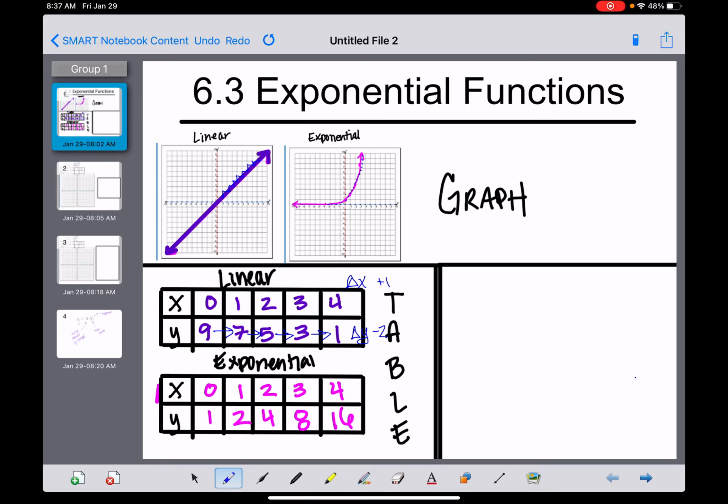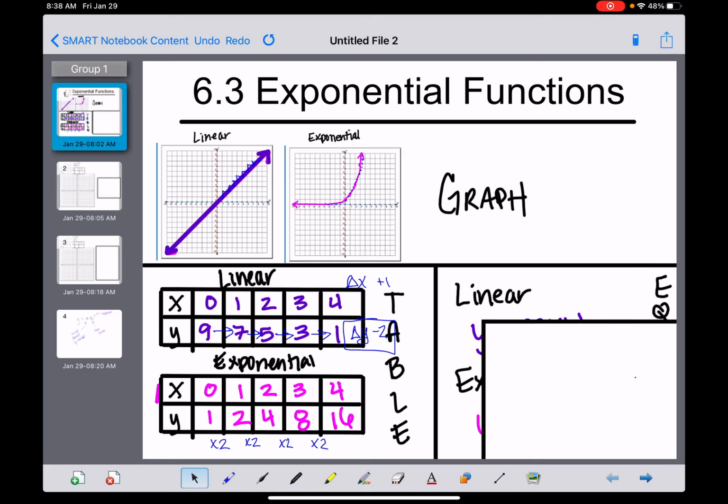The difference with exponential functions is that our y values increase more rapidly in this case, or sometimes it can decrease, but it's a multiplier or divider. So between every single y value or every single output, it is a change of a multiplier of 2. If we look at it in the reverse, we're dividing by 2. So exponential functions, when we're looking at tables, has a multiplier rather than addition and subtraction like in linear functions.